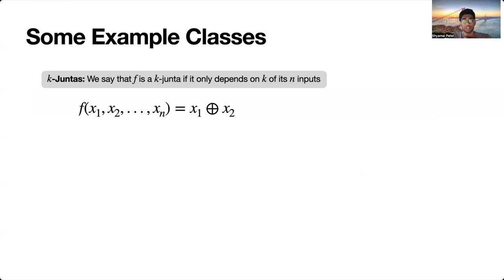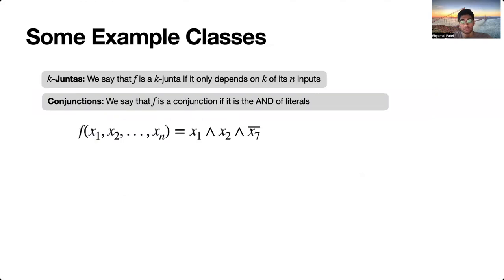So we say that a function is a k-junta if it only depends on k of its n inputs. For instance, in this example here, we have x1, x4, x2, and this is a 2-junta because it only depends on the first two inputs of the function and doesn't depend on the rest. There's also conjunctions. We say that f is a conjunction if it's the AND of literals. So here, in this example, it's x1 and x2 and not x7.